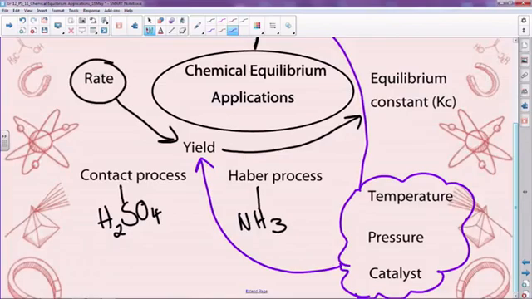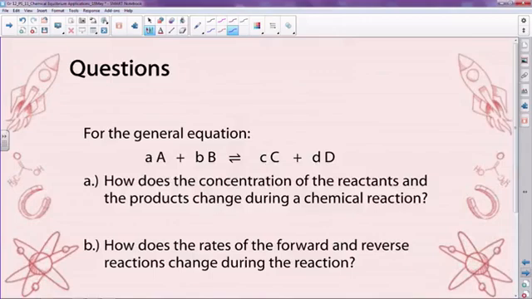Now, what that means for you grade 12s is that when we get there, there are certain conditions around the Haber and the contact process that you have to know. These are the things where you get easy marks because you learn them. But before we get there, let's look at graphs, and just remind ourselves of what we did last time.